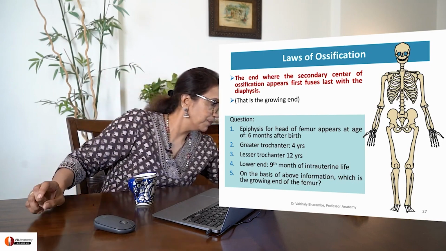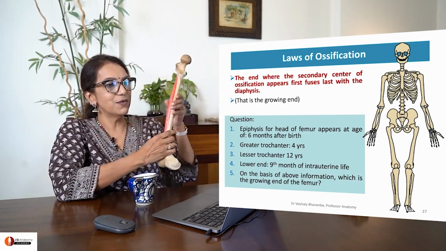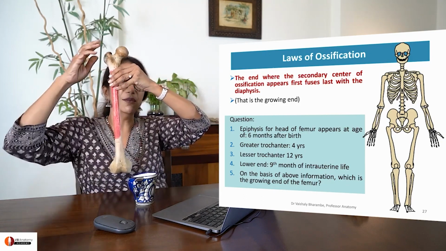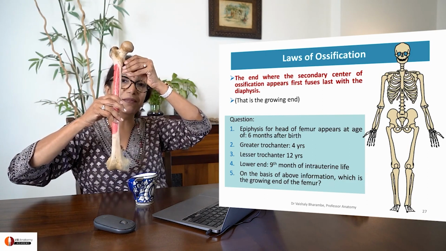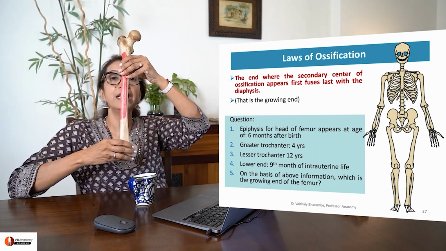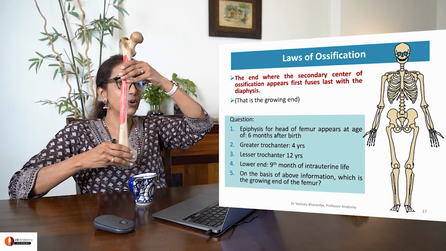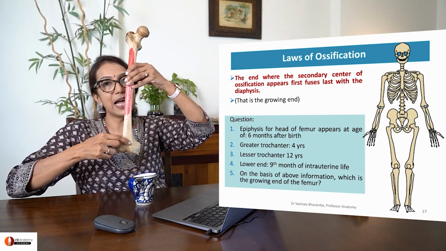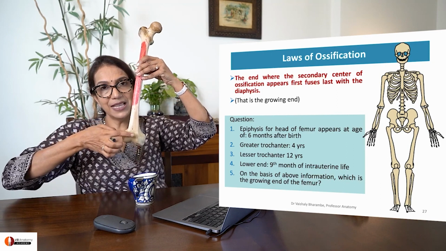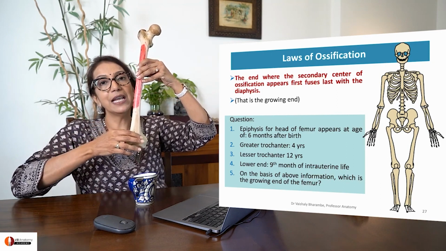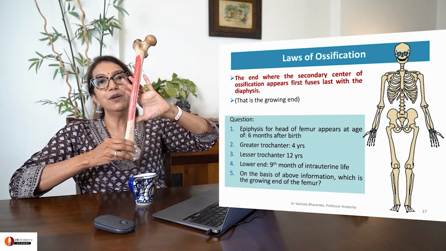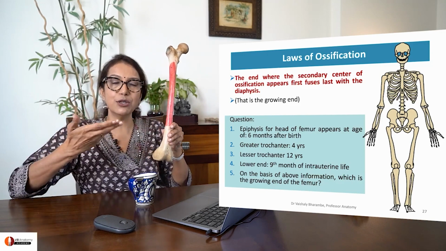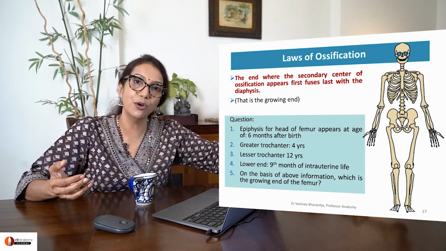Epiphysis for the head of femur appears at an age of 6 months. Greater trochanter 4 years. Lesser trochanter 12 years. And the lower end, I already told you, 9th month of intrauterine life. So the end where the secondary center appeared first fuses last. So the fusion between this epiphysis and the diaphysis will take place last. Therefore, in this femur, which will be the growing end of the bone? Obviously, the lower end. This is how this knowledge helps you to decide which is the growing end of bone.